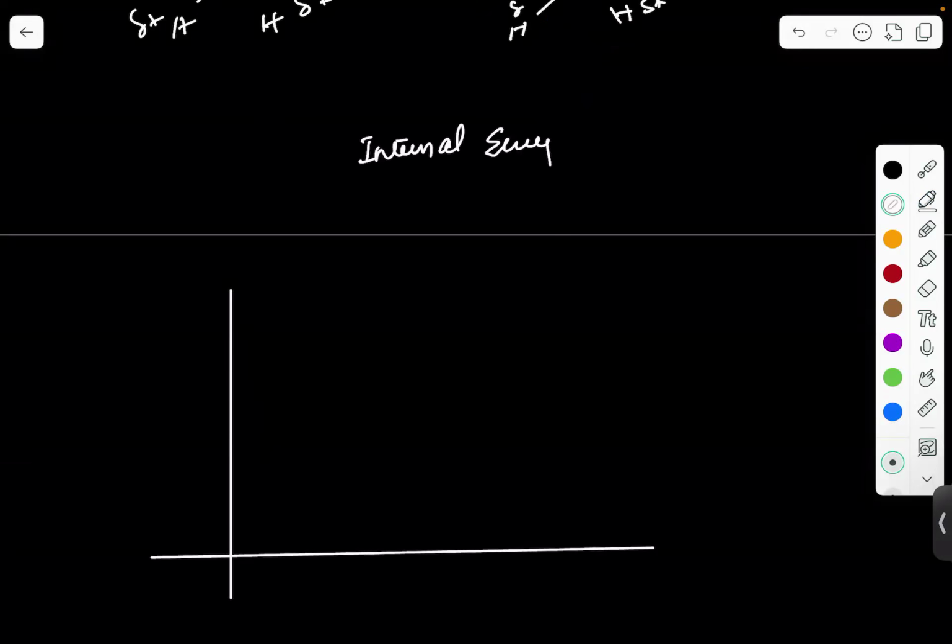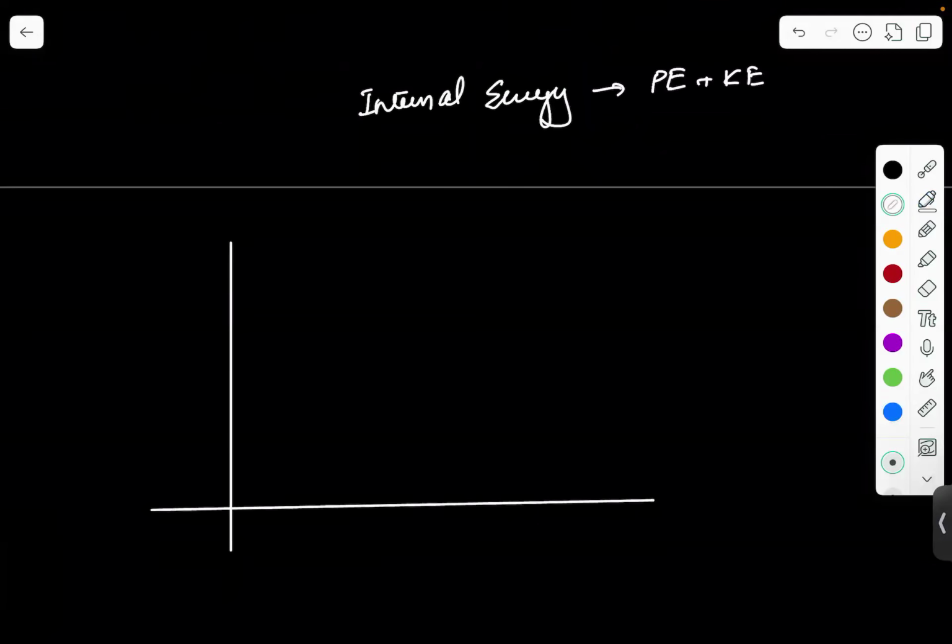Internal energy is potential energy plus kinetic energy. I'm assuming you're all people who did physics in O levels, so you should know what potential energy and kinetic energy are, right? Kinetic energy is the energy you have through your movement. Potential energy is the energy you have at rest. The connection of all these things is what gives you internal energy.